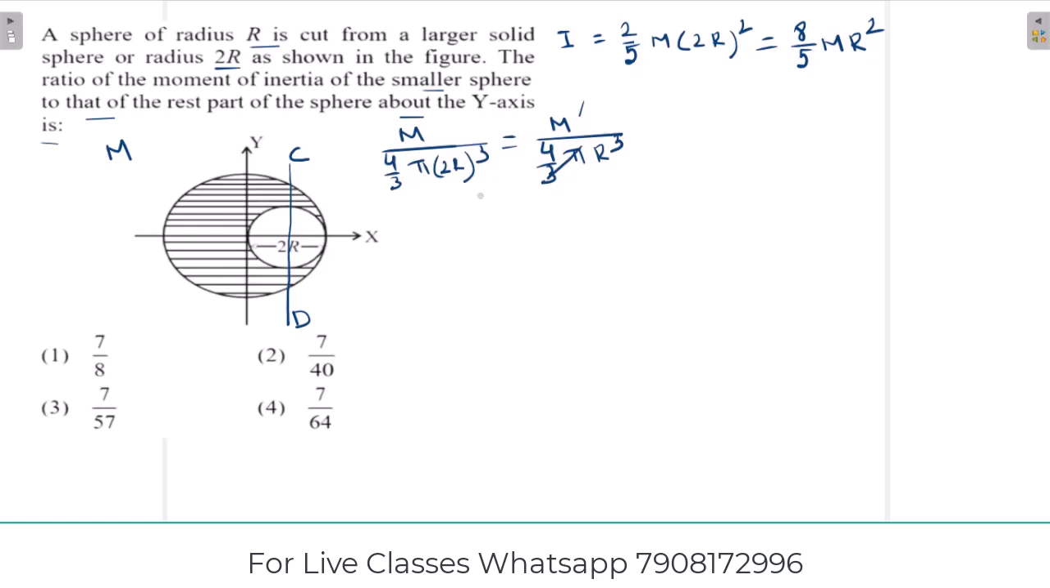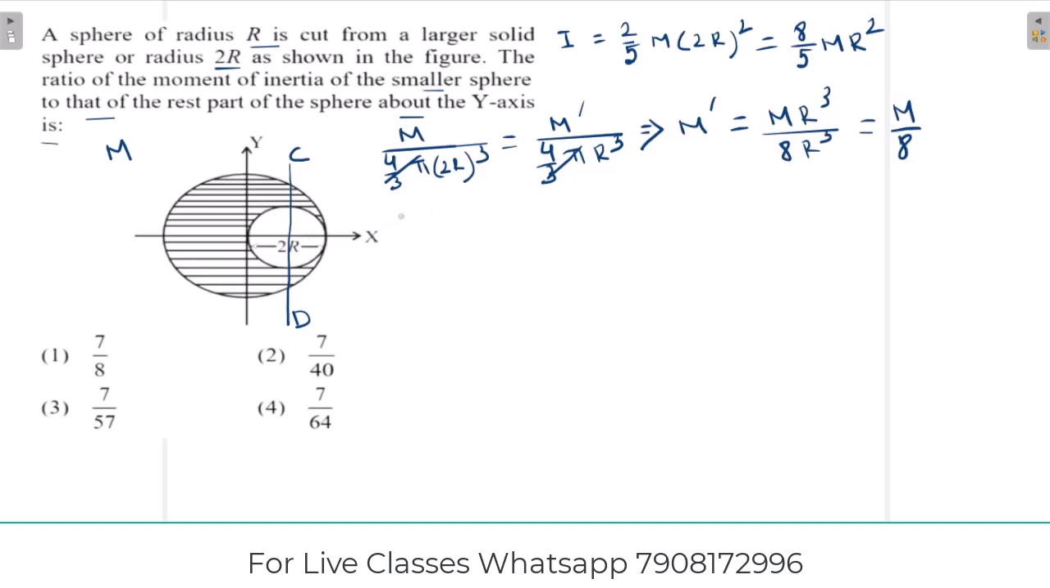So, 4 by 3 pi cancels, 4 by 3 pi cancels. So, M dash is equal to M r cube divided by (2r) whole cube, that is 8r cube. So, this is M by 8, r cube cancels. So, M dash is M by 8. So, we get the mass of the smaller sphere is M by 8.